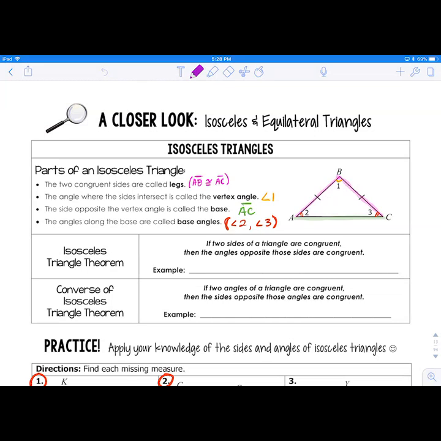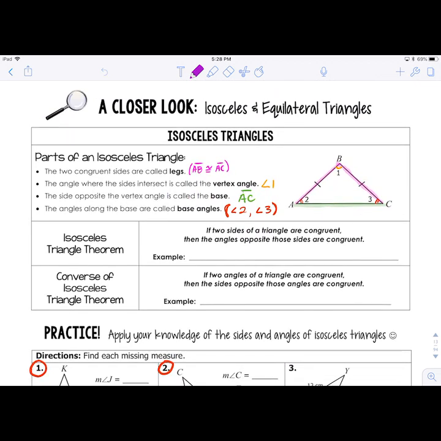Hi guys, welcome back. In today's video, we're going to talk exclusively about two different types of triangles, which we have already talked about previously, but now we're going to go more in depth with it. We're going to discuss the isosceles and the equilateral triangle and some important properties that come about when dealing with both. And we're going to talk about the isosceles triangle to start off with.